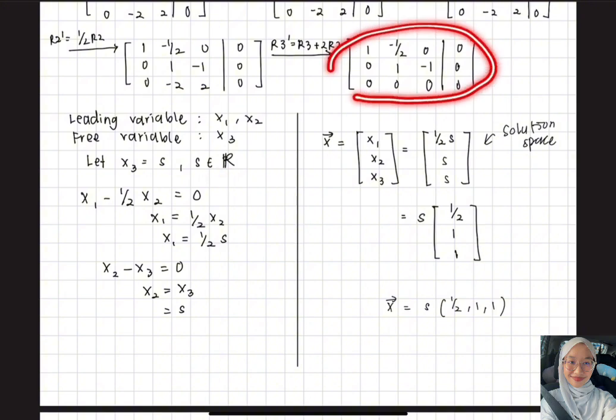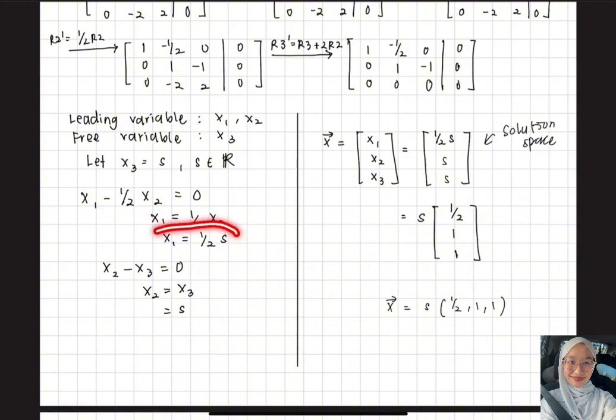From this matrix, we can see that the first equation is x1 minus 1/2 x2 equals 0, and x2 minus x3 equals 0. And we get x1 equals 1/2 s, and x2 equals s. So the solution space is 1/2 s, s, and s. We factorize s and we get 1/2, 1, and 1. So the eigenvector for lambda equals 3 is s times 1/2, 1, and 1.